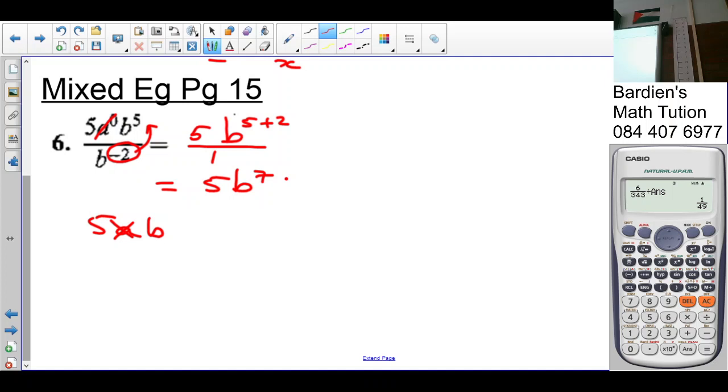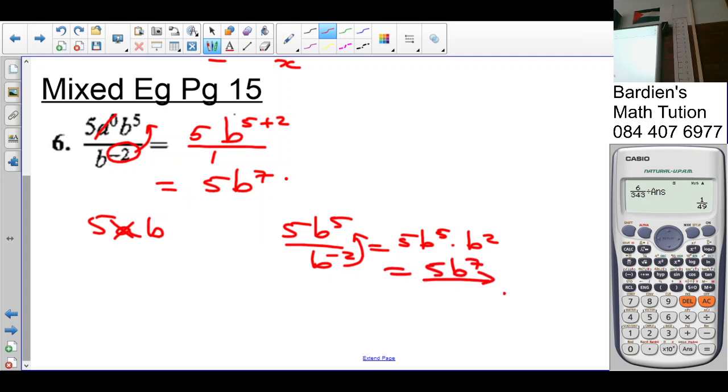You understand? What I could have said was, if I got 5b^5 over b^-2, this could have been brought up first, so it's 5b^5 times b squared. Not so? So what's b^5 times b^2? b^7. Understand, Michael?